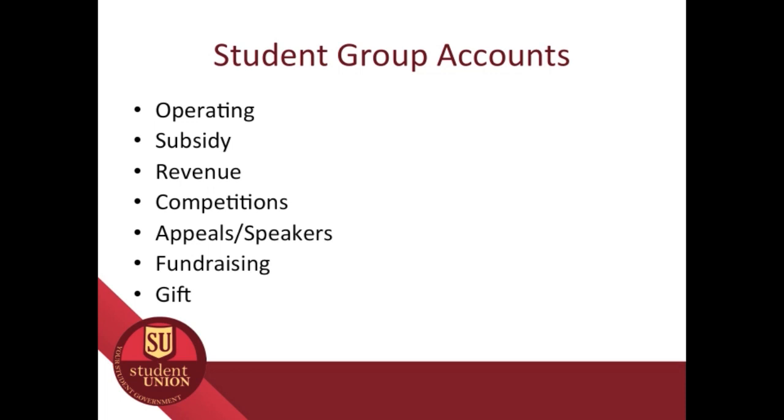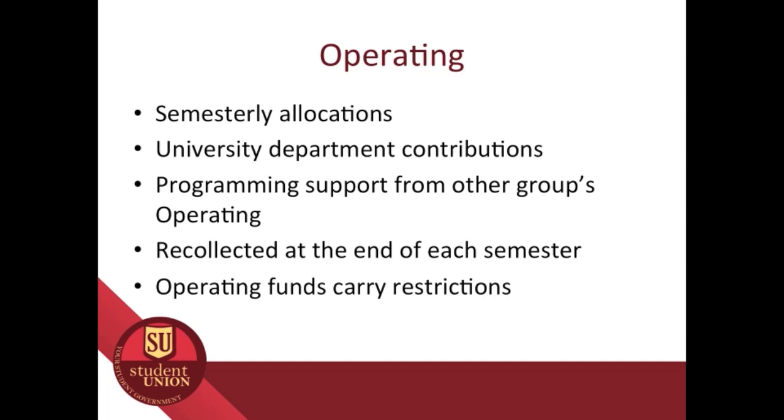Within this account, there are 7 sub-accounts, which divide student group funds into the following categories: operating, subsidy, revenue, competition, appeals and speakers, fundraising, and gifts. The first and main account is the operating account. This account is used to hold money that is allocated by Student Union, university department contributions, or programming support from other group operating funds. Funding allocated by Student Union includes semesterly allocations and loans.